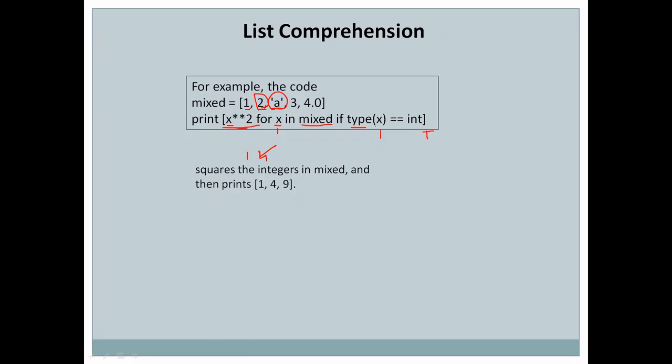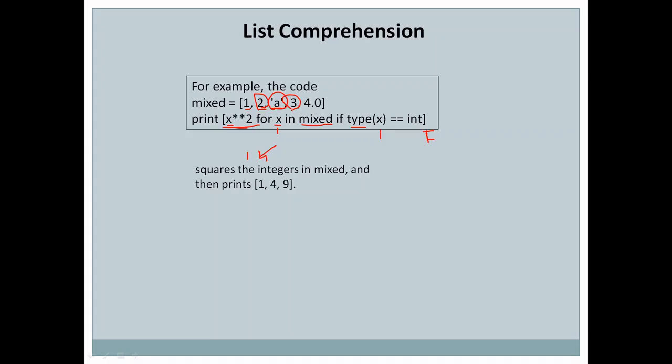Again it comes to the if condition. Type of a, is it equals to int? This time it is false, because a is not an integer, a is a string. So this if condition becomes false. When it has become false, the value of x is not used in the expression, it simply goes to the next iteration of the for loop. So a is not considered here, directly it goes to 3.